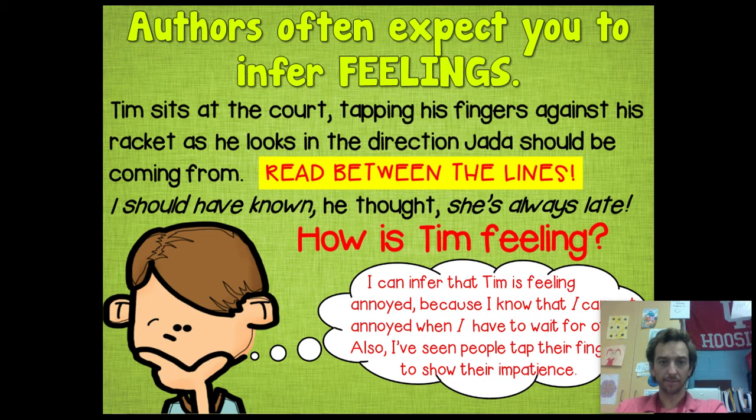Sorry, Chromebook's being weird. Authors often expect you to infer feelings as well. Tim sits at the courts, tapping his fingers against his racket as he looks in the direction Jada should be coming from. "I should have known," he thought. "She's always late." How's Tim feeling? So I can infer that Tim's feeling annoyed.